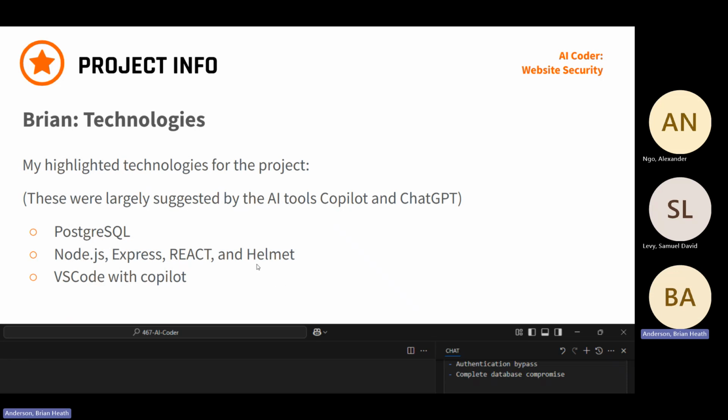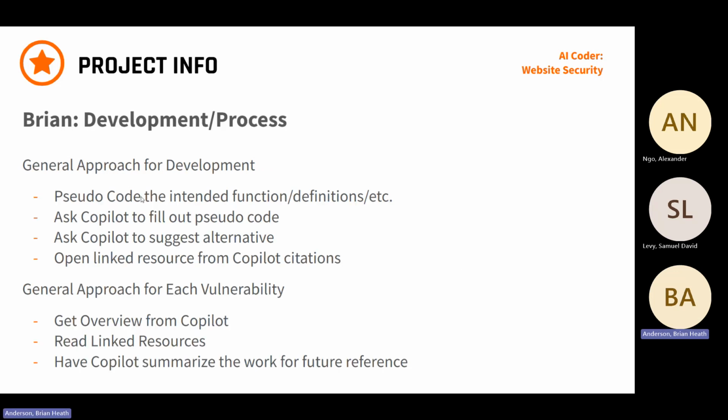It'll help with the headers for the different requests. And I used VS Code with Copilot. Having that integrated into the IDE was very helpful. My development process: write out the pseudocode. I tried having it work as a pair programmer. That wasn't working very well, so I would just ask it to fill out the pseudocode with the JavaScript syntax that I was unfamiliar with, and then read the linked resources from the responses.